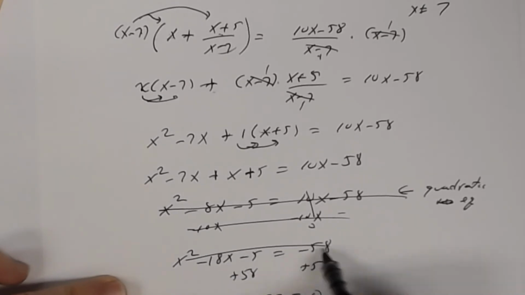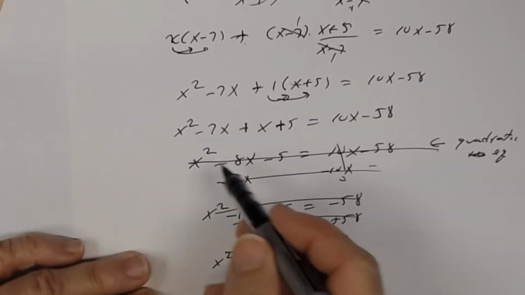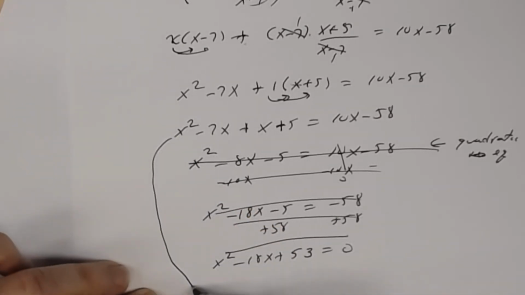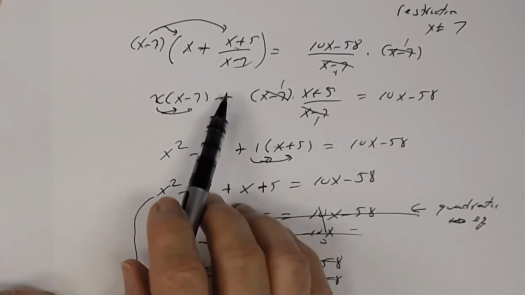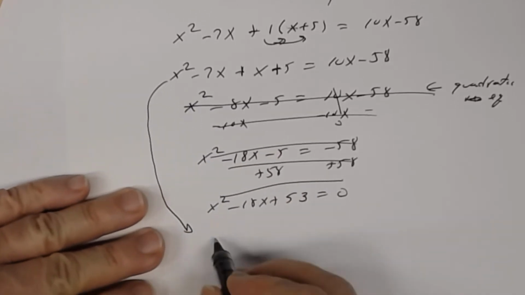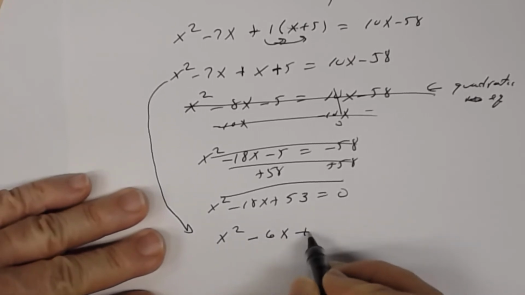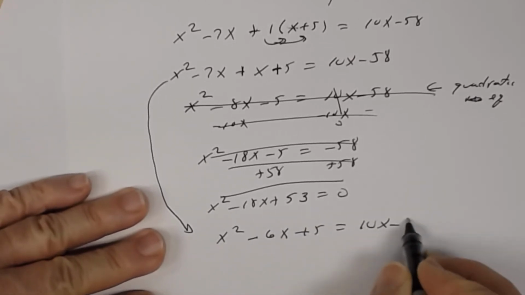Let me go ahead and rewrite the rest of this. I apologize for that. I just don't want to go ahead and redo this whole 20 minutes over. All right, so this becomes, see, I made a mistake here, so that's plus. All right, so this becomes a negative 7x and a positive x is negative 6x. So x squared minus 6x plus 5 equal 10x minus 58.